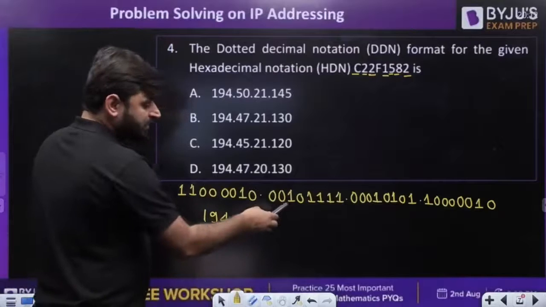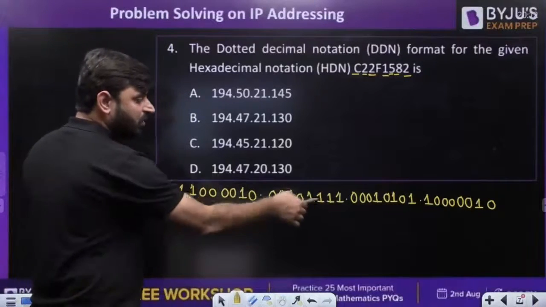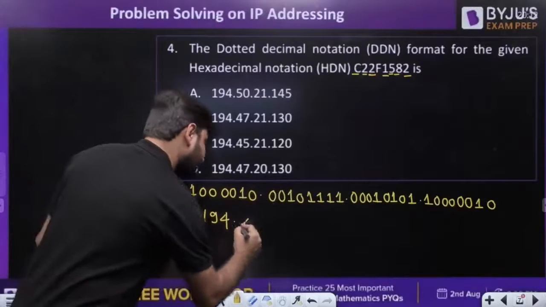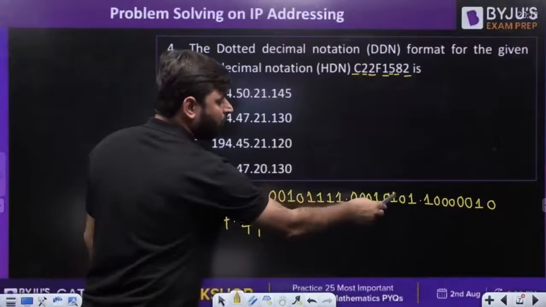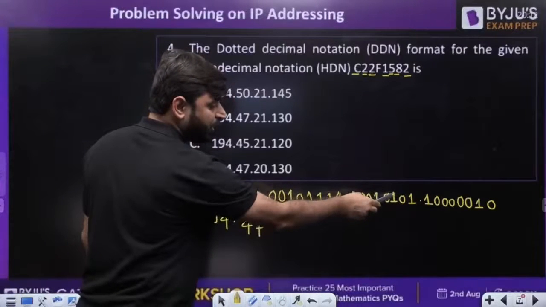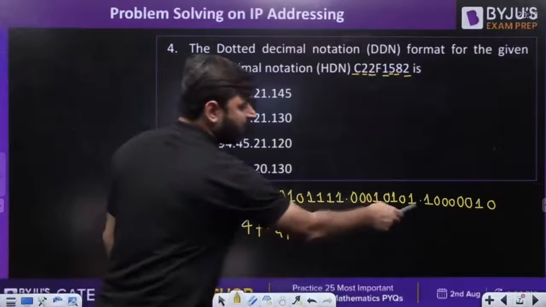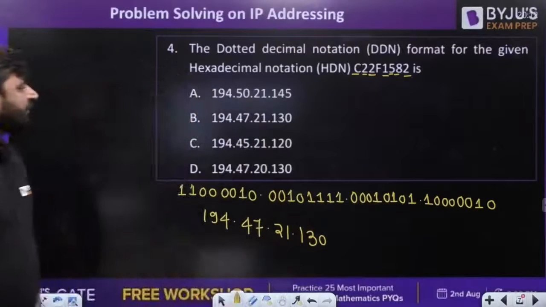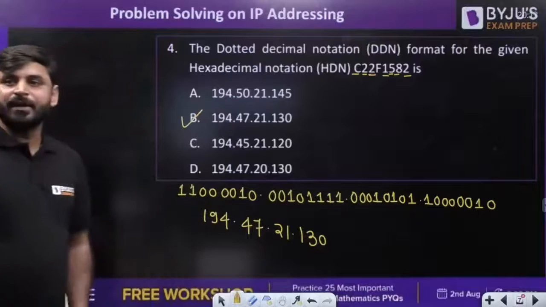Dot. This is 32, and the last 4 bits continuous 1 from the right-hand side is 15. So 32 plus 15, 47. Dot. Now this is 1, 2, 4, 8, 16. 16 plus 4, 20. 20 plus 1, 21. Dot. This is 128 plus 2, 130. So which of the following is the correct answer? 194.47.21.130. This is one of the solutions, my dear friends.